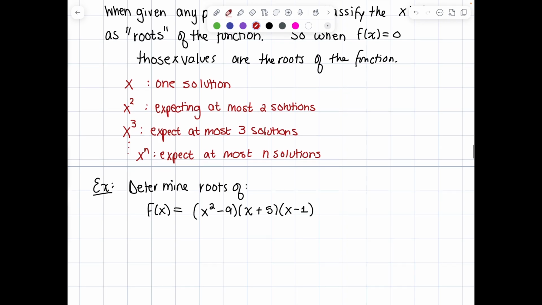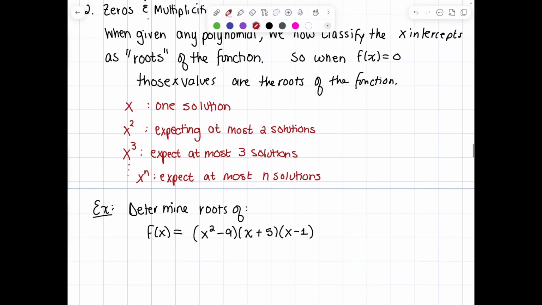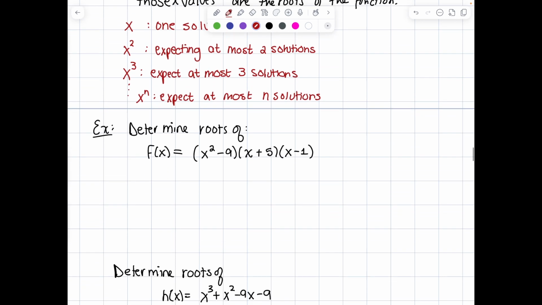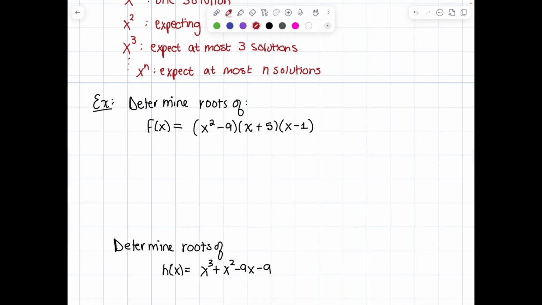And so, again, roots are just x-intercepts. That's all it is. We just call them roots instead of x-intercepts because it sounds cooler. So let's determine the roots of this function. We're given this function, so we need to determine the roots. First thing I'm going to do is look at my function, and it's already pretty much factored, but the one thing I'm going to do is take this and notice it's a difference of squares and factor it down one more time.